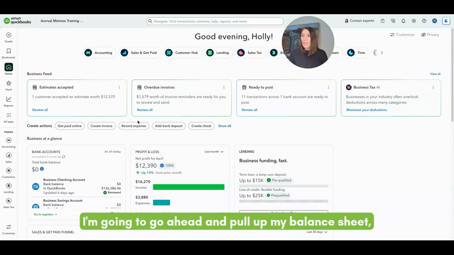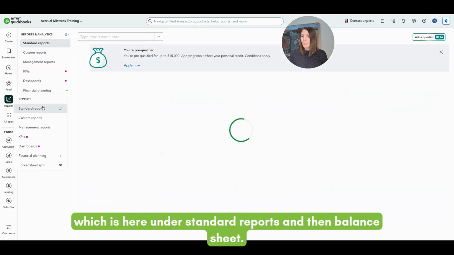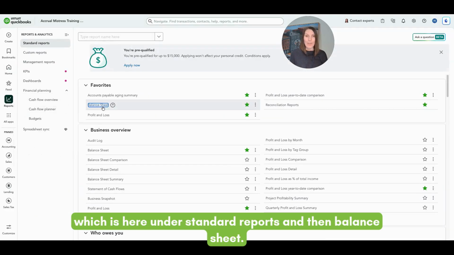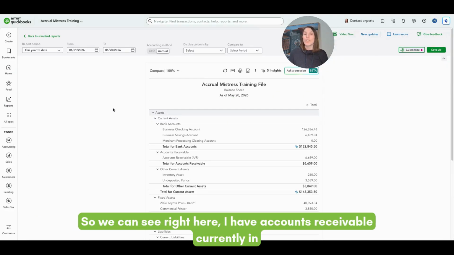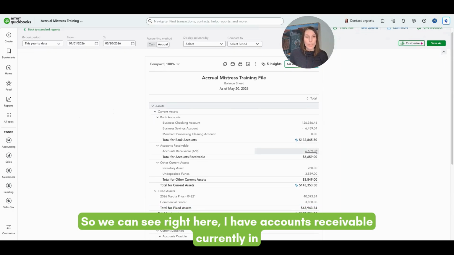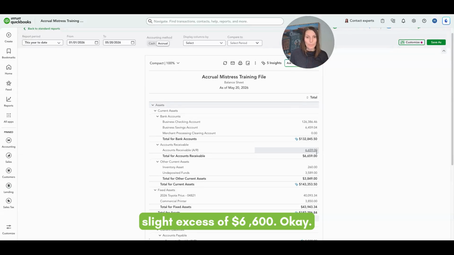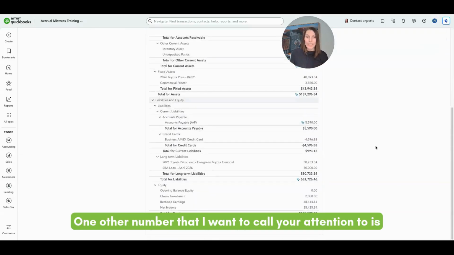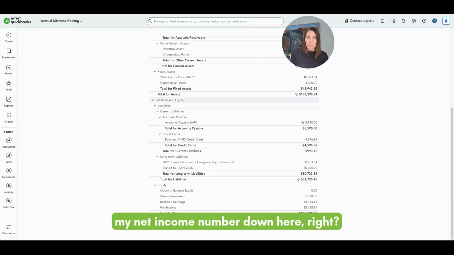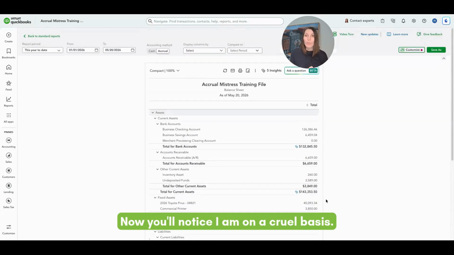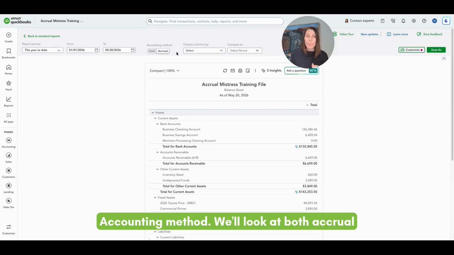For a baseline, I'm going to go ahead and pull up my balance sheet, which is here under Standard Reports and then Balance Sheet. So we can see right here, I have accounts receivable currently in slight excess of $6,600. One other number that I want to call your attention to is my net income number down here. That's currently sitting at 35,000 and change. Now you'll notice I am on accrual basis accounting method. We'll look at both accrual and cash in a moment and discuss the differences, but let's just remember those two numbers for now.